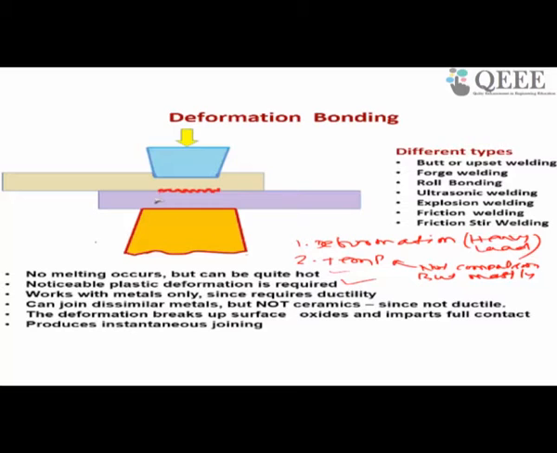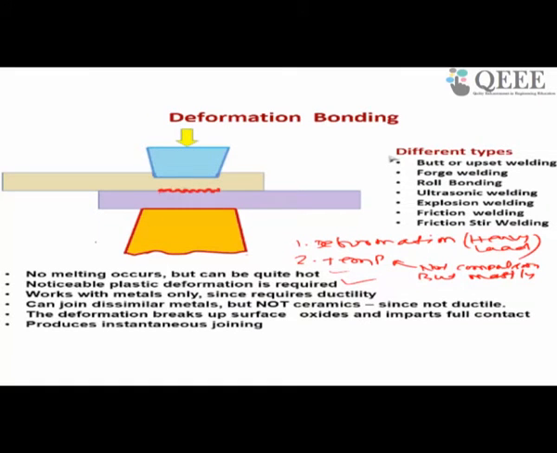So only metal to metal joining is possible. You can do any kind of dissimilar configuration: aluminum to steel, steel to copper, copper to titanium, titanium to aluminum. But it is very difficult to join aluminum to ceramic or copper to ceramic, because ceramic is brittle. You cannot provide the plastic deformation at the interface. That is the limitation here.